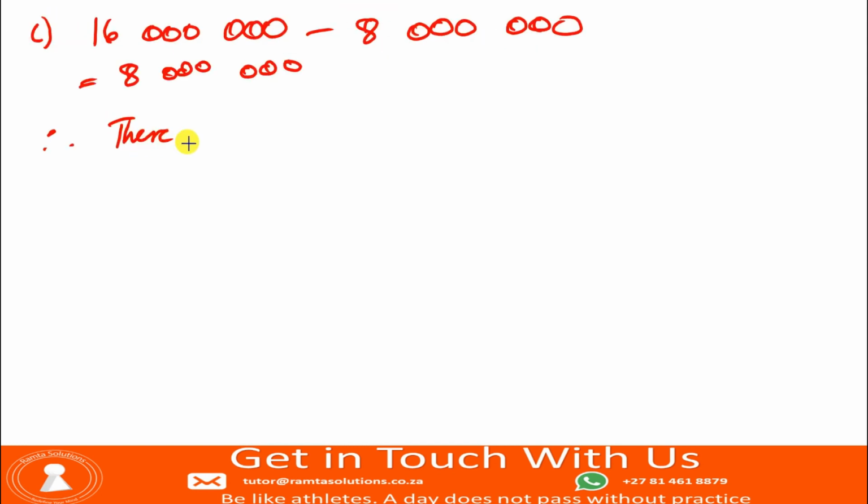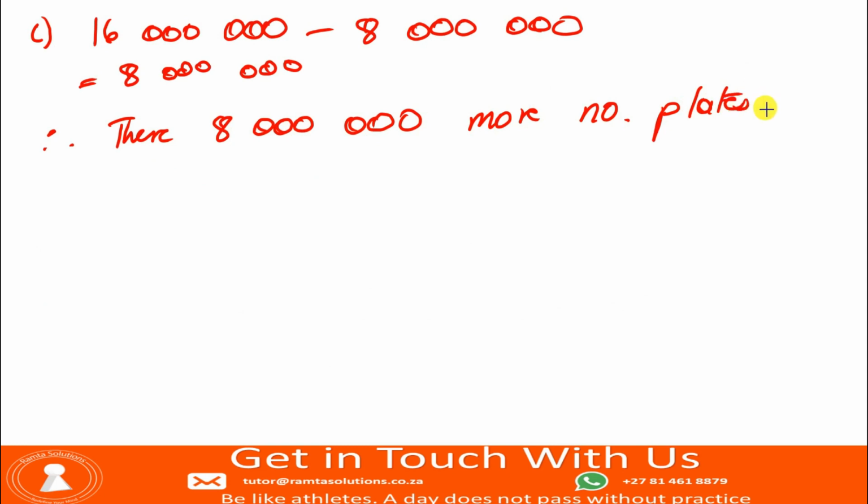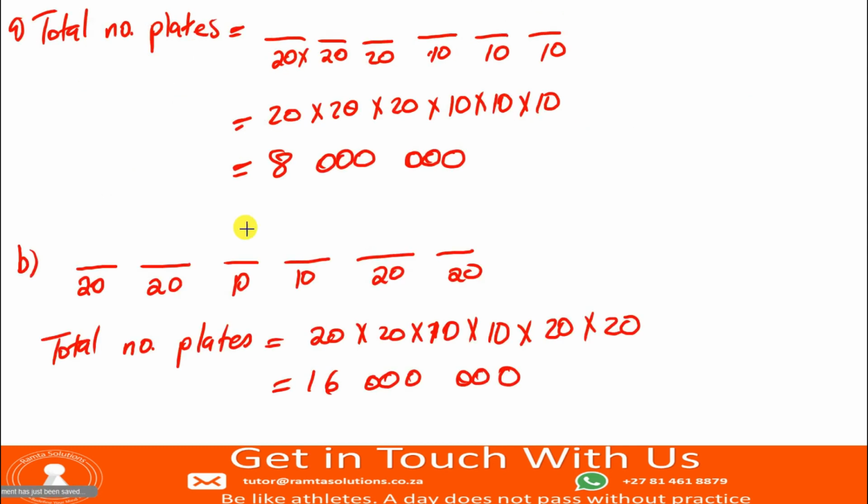Therefore, there are 18 million more number plates available. Okay, so the new number plate system has 8 million, not 18. The new number plate system has 8 million more number plates as compared to the old number plate system. Okay, right. So this is how you attempt this question.